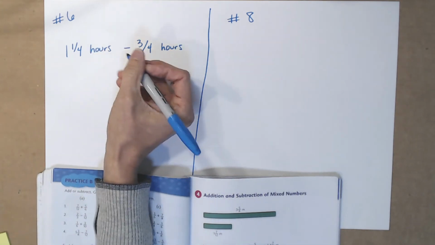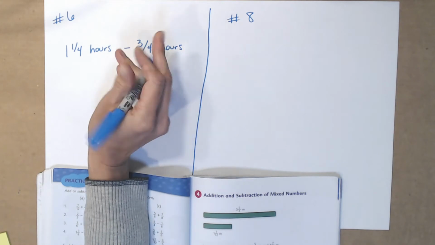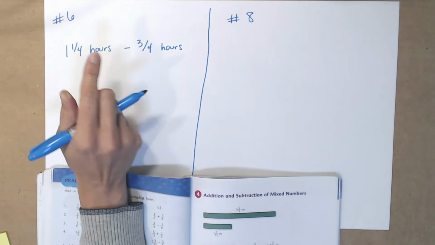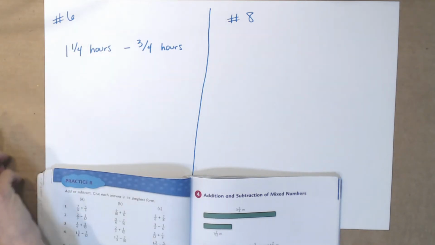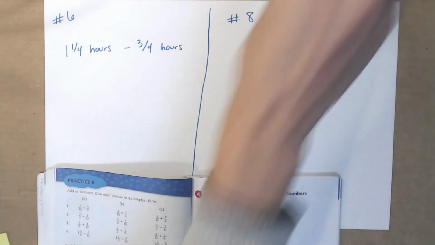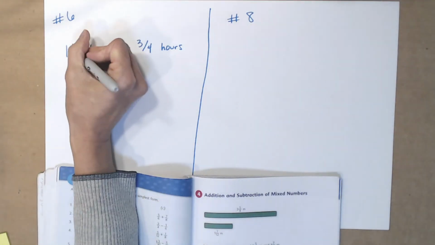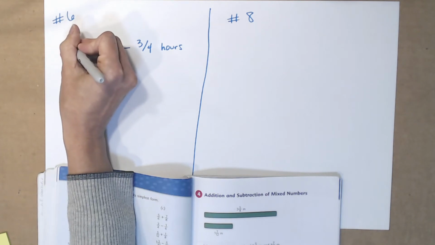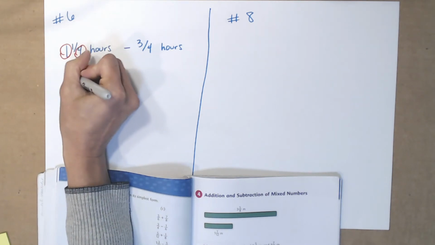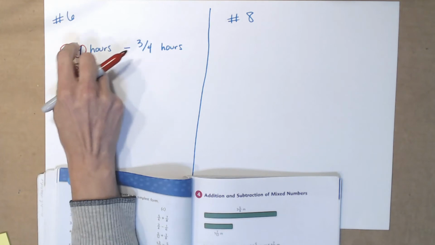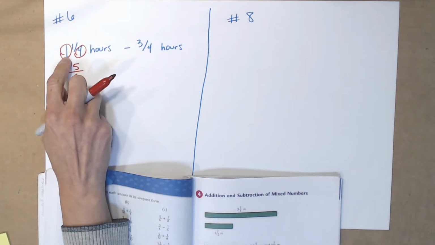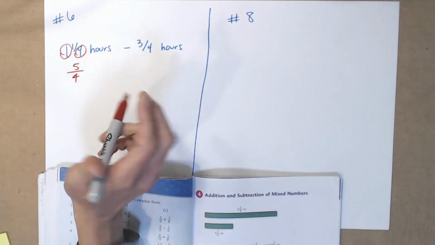So if we're subtracting, we want to convert this to an improper fraction, so it's easier to subtract. So 1 1/4, remember there's a few ways to do this. A little trick we talked about in class was 4 times 1 plus 1. So 5/4. Or you can think of the 1 as 4/4 and then add the 1/4 and you get 5/4.